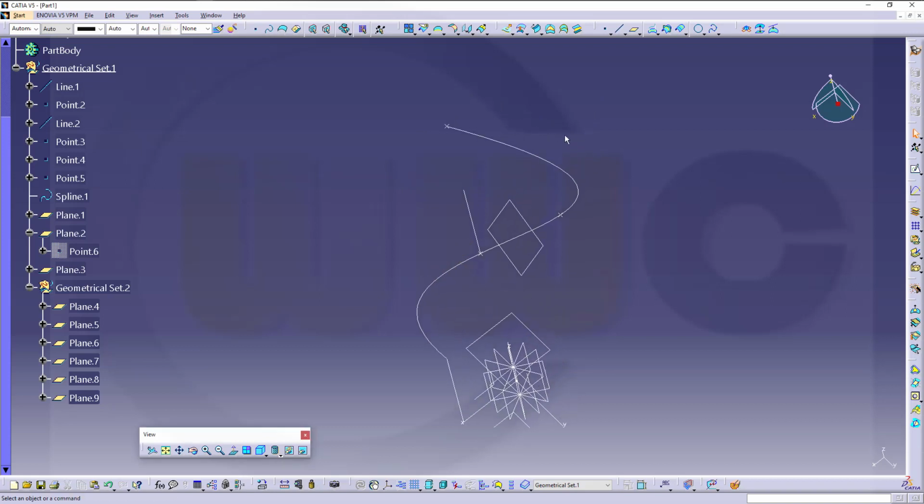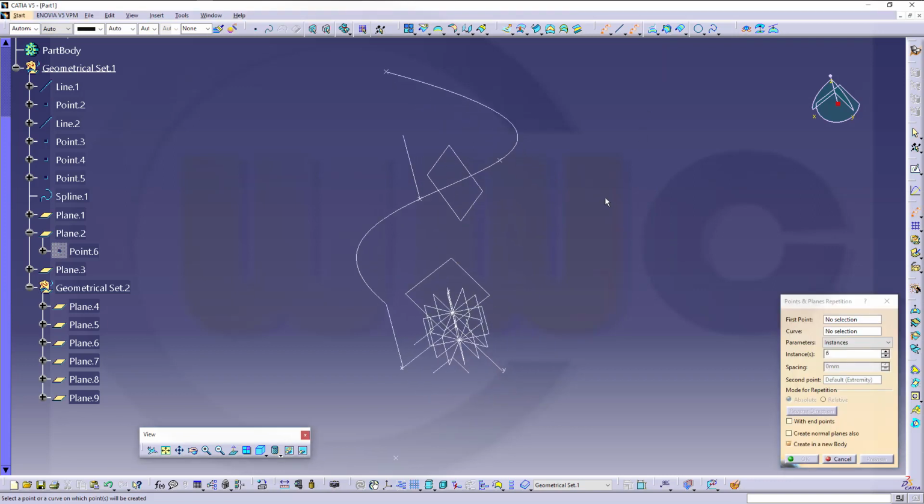And there is one more or two more things. Here with the datum plane, you have another option. You could create points and planes. So let's see what happens there. You can select the first point, maybe this one. Go for a curve and then say you want to have instances or instances in spacing. So you could divide those curves with planes at equal distances, or you could go for spacing and instances.